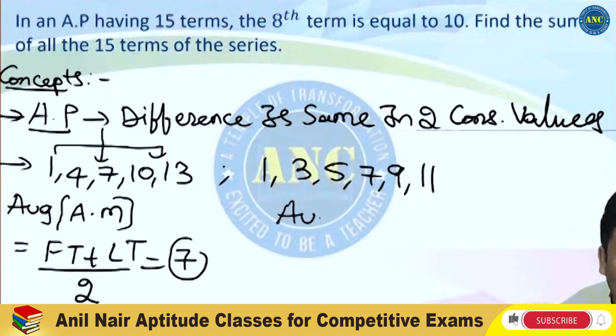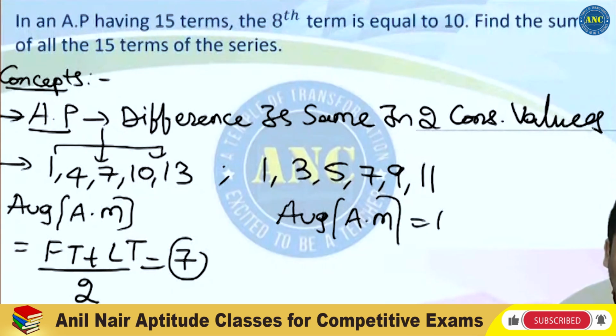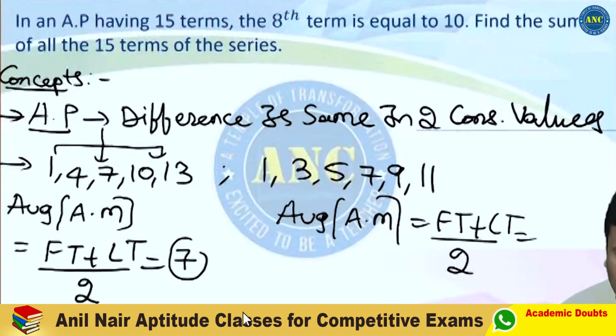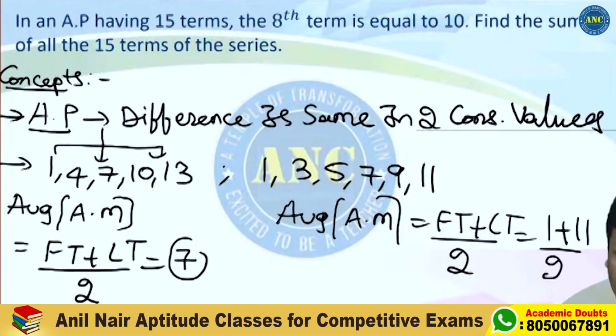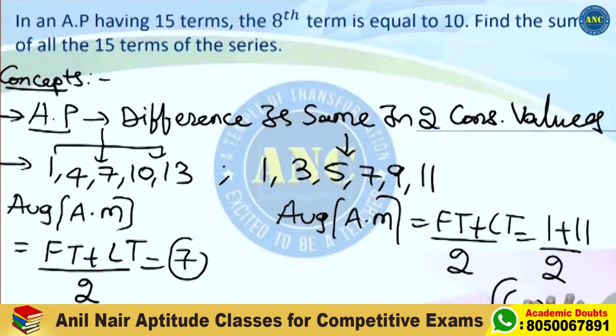If I take the number of terms as even, the average is nothing but first term plus last term by 2. 1 plus 11 by 2, which is nothing but 6. 6 is not present in the series. So if the number of terms is even, the value will not be a term. Right? If the number of terms is odd, the average value will be a term.